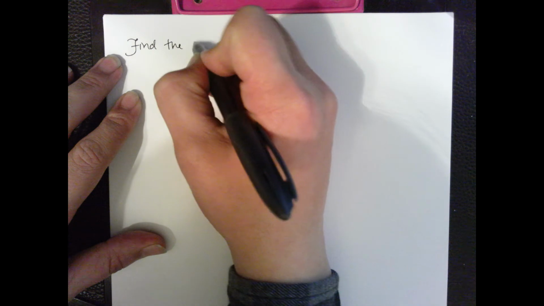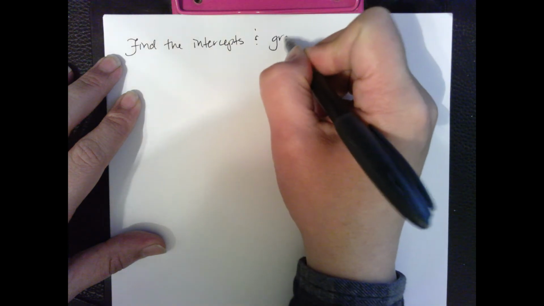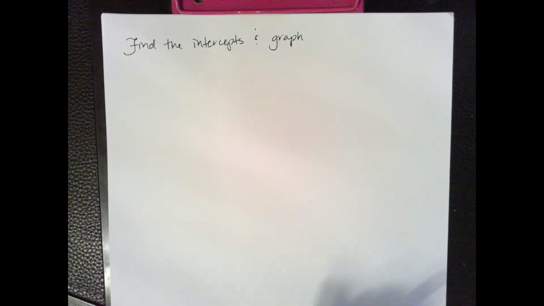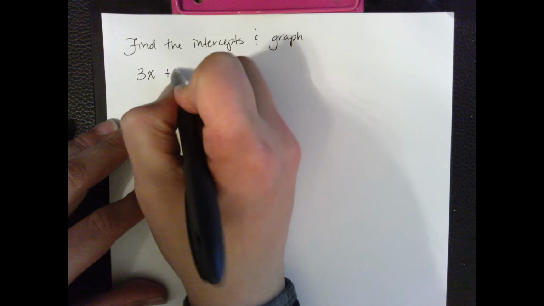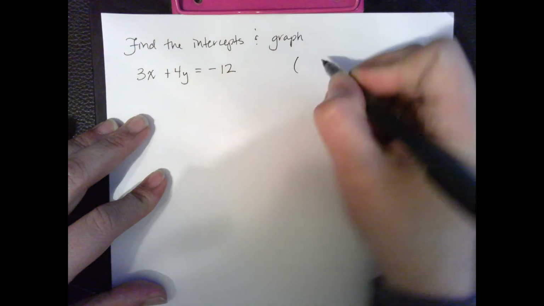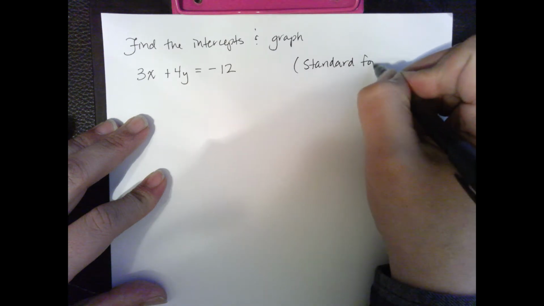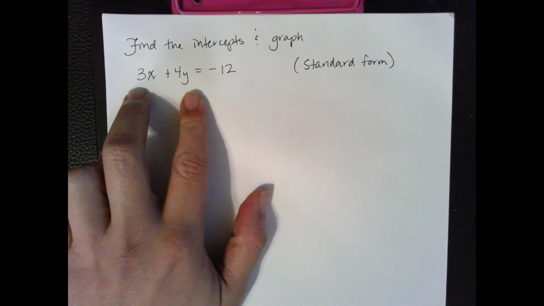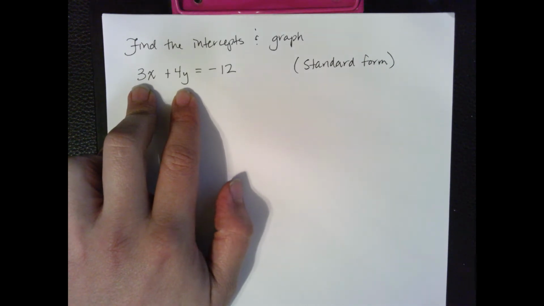So let's say we want to find the intercepts and graph. Okay. So let's say we have 3x plus 4y equals negative 12. And remember, this is something that we called standard form. We have standard form when both of our variables are on the same side of our equation.